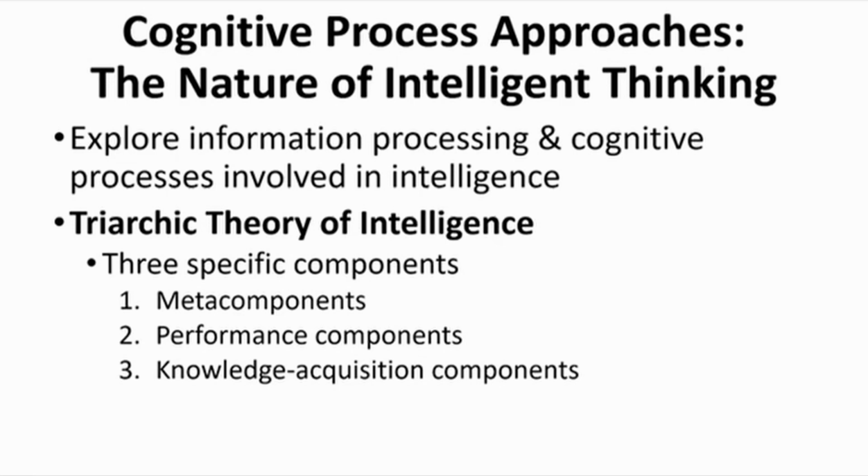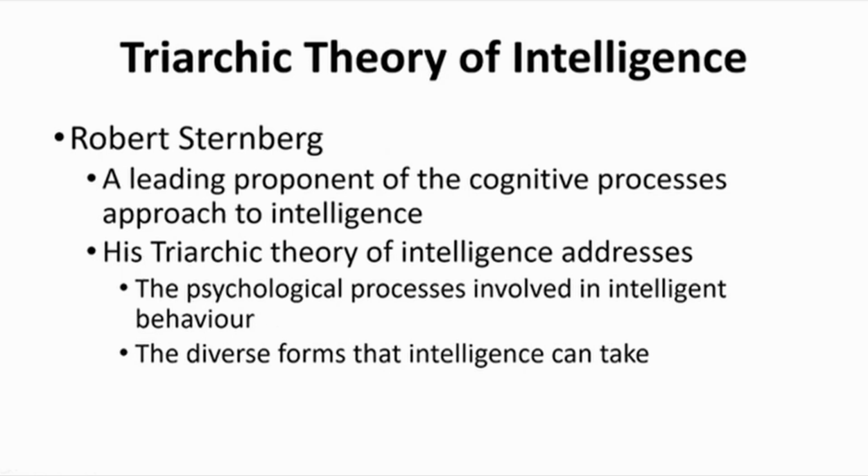We're going to start with Sternberg's Triarchic Theory of Intelligence. Now, this theory divides the cognitive processes that underlie intelligence into three specific components. We have our meta components, our performance components, and knowledge acquisition components. I'm going to talk about all three of these in just a moment when we get to a visual for them. First, let's talk about Sternberg himself.